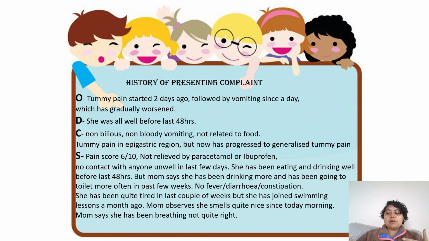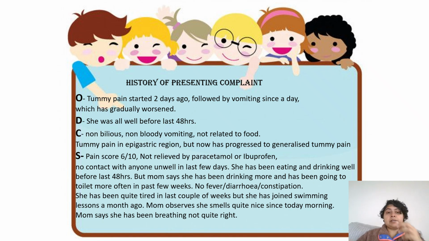for Lucy, when did the vomiting start? When did the pain start? How did it start? Did it start suddenly or did it gradually worsen? And is there any pain anywhere else? So for her, it was a tummy pain that started 2 days ago, and then vomiting since one day, which gradually worsened. Then duration. So for how long has Lucy had these, and was she okay before that? Mom says she was well before the last 48 hours, and in the last 48 hours these things have happened. So duration is 2 days.